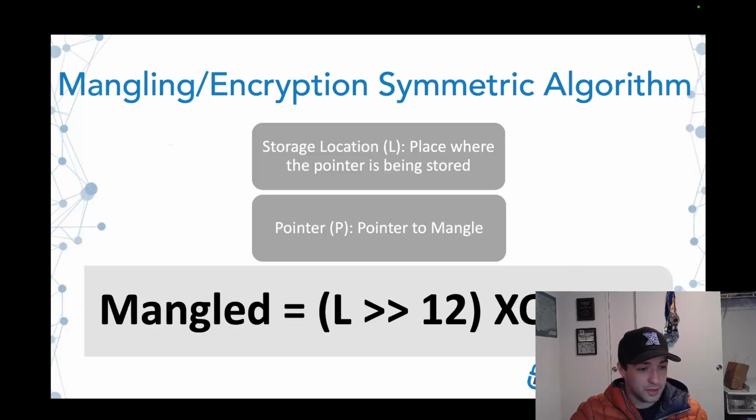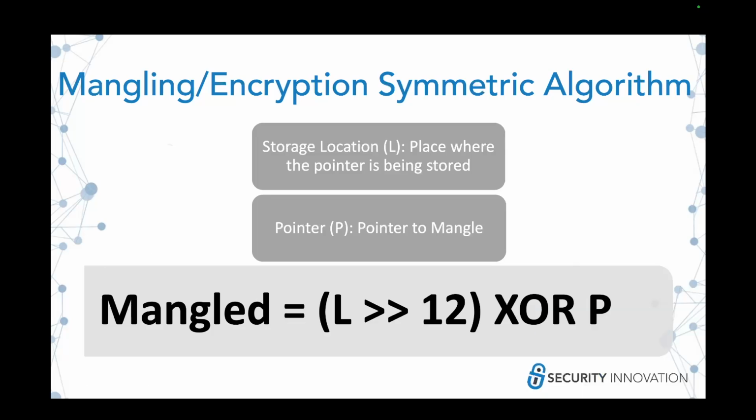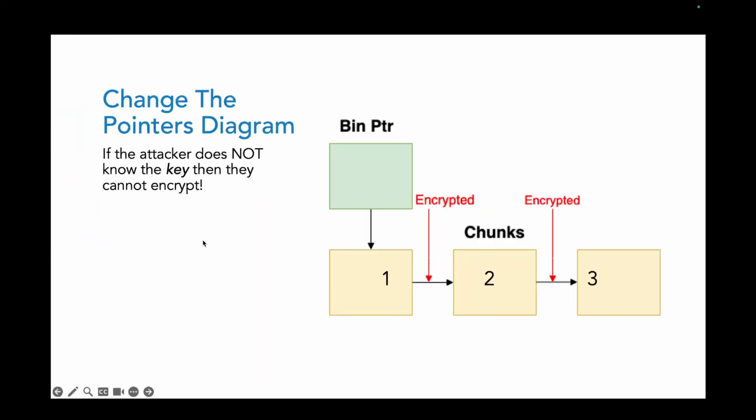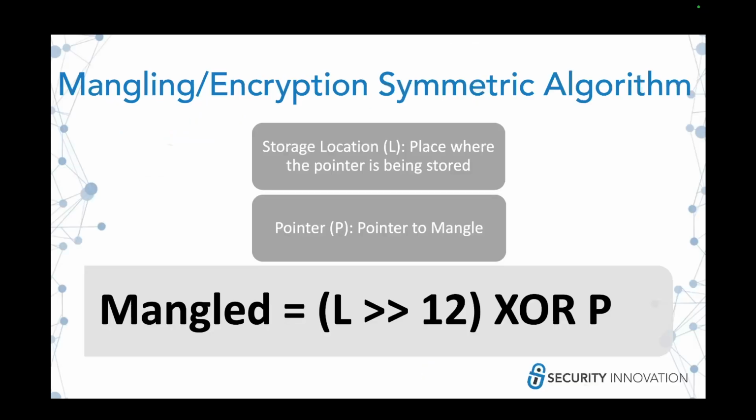So how does this mangling actually work? There are two things that really matter here. There is the storage location, aka the place where the pointer is being stored at. So in our previous examples, this would be something like chunk 1. And then there's the pointer itself. So this would be chunk 1's pointer to chunk 2. The way this works is it logically shifts the storage location right by 12 bits, and then XORs it by the pointer P.